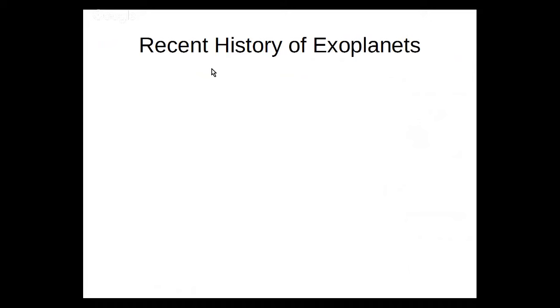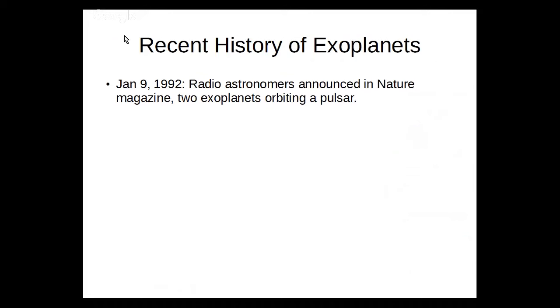So now we move forward to the recent history of exoplanets. So on January 9th, 1992, this is not that long ago. What is that? That's 25 years ago. Radio astronomers announced in Nature magazine, a very popular place to publish scientific findings, not just of space, but of things from nature, that there were 2 exoplanets orbiting a pulsar. This was the first place that something was published with scientific evidence.